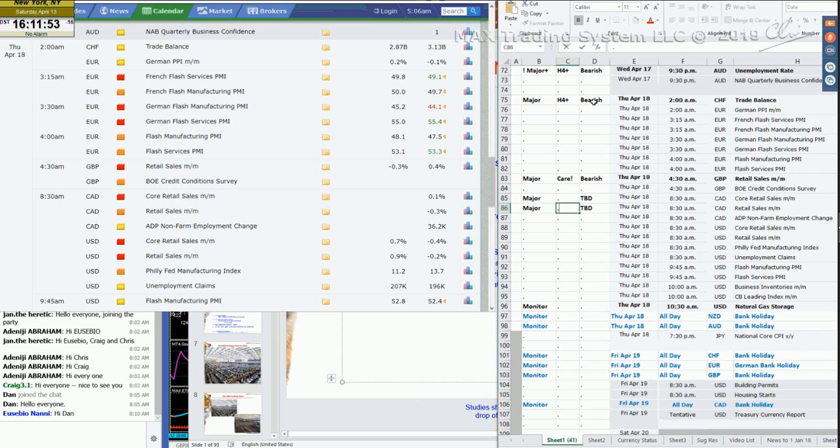And then we have a big one. Actually, not a very big one. The CAD ADP non-farm payroll is not important at all. The US dollar core retail sales month over month, major bullish. And the US dollar retail sales month over month, major bullish. Hang on, just opened up another spreadsheet.